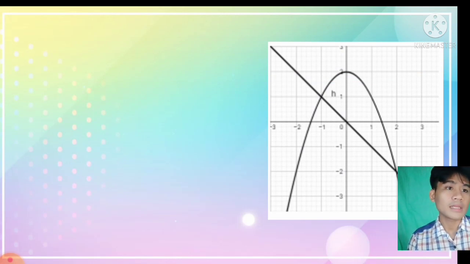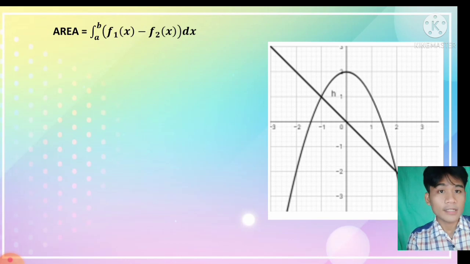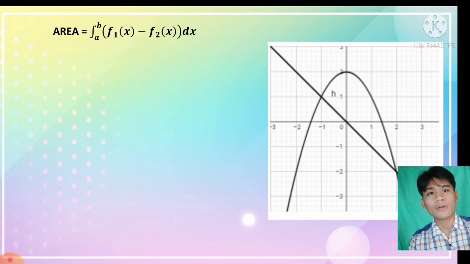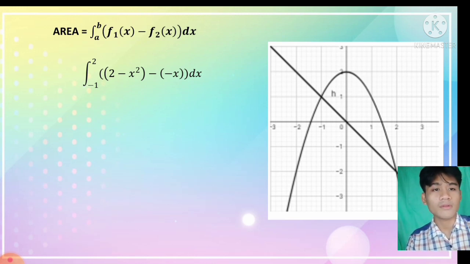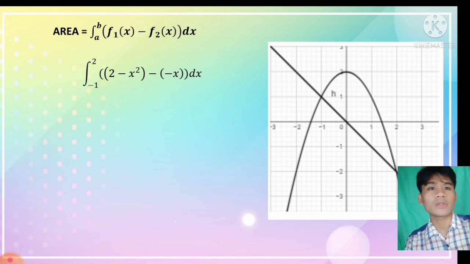This is the graph of the given. We have this parabola and the line, which is y equal to negative x. For the area, using the formula given a while ago, we have the integral of f sub 1 of x minus f sub 2 of x dx from a to b. So we came up with this format. Just substitute the values of our x: negative 1 and 2, and our parabola and the line y is equal to negative x.